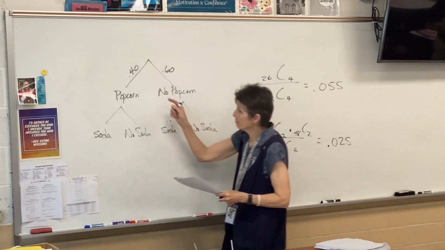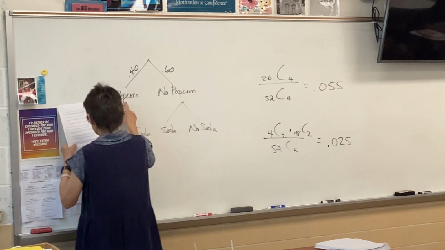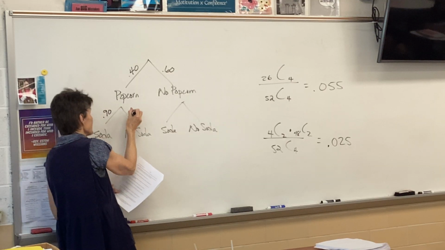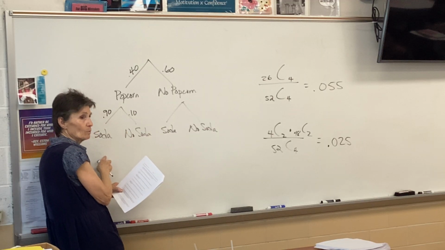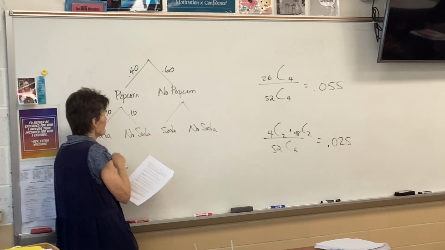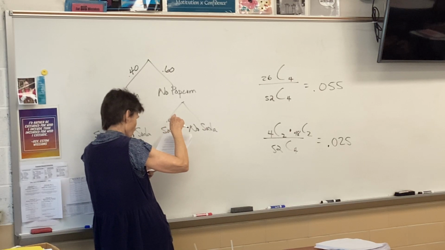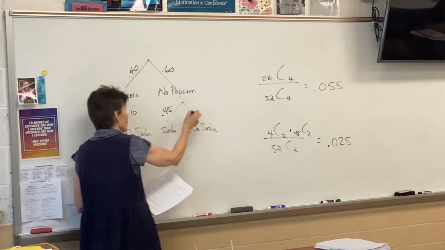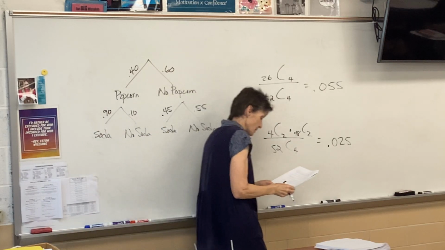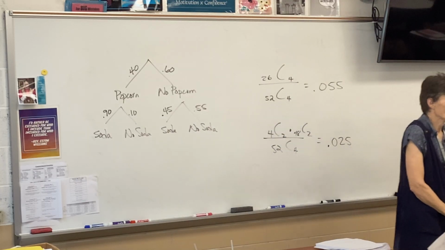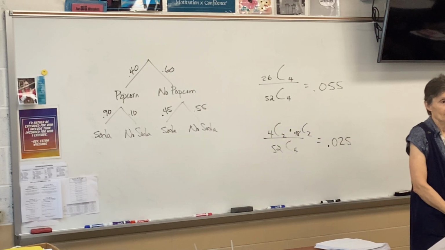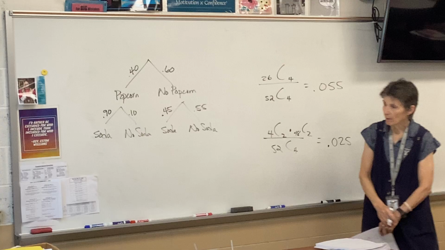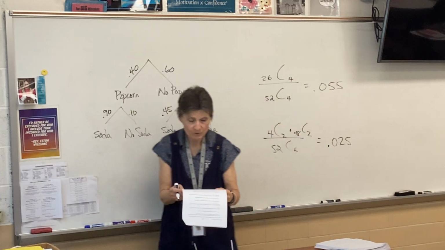If we have popcorn, there's a 90% chance we have soda, which means there's a 10% chance we don't. If we don't have popcorn, there's a 45% chance we serve soda, which means there's a 55% chance we don't. We okay with those numbers? Okay, so now what's the question? What's the probability I'll serve soda?